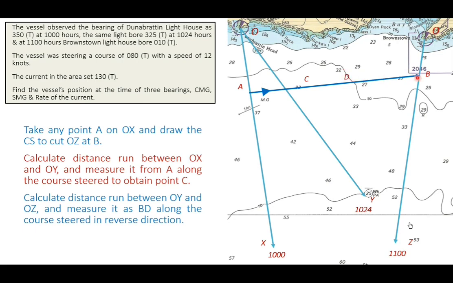Now Delta Bravo is my engine distance for 36 minutes. This 36 minutes is the time interval between the second observation and the third observation. The second observation was at 1024, the third observation is at 1100 hours, the difference is 36 minutes, and the Delta Bravo distance represents this 36 minute distance. So we have the Charlie and Delta points on our course steered line, that is line AB.